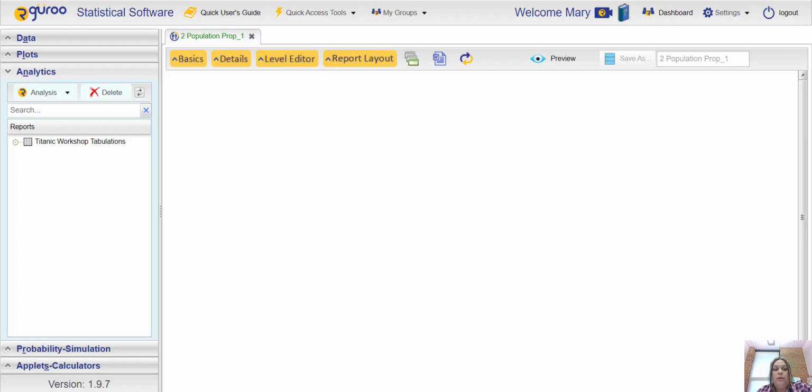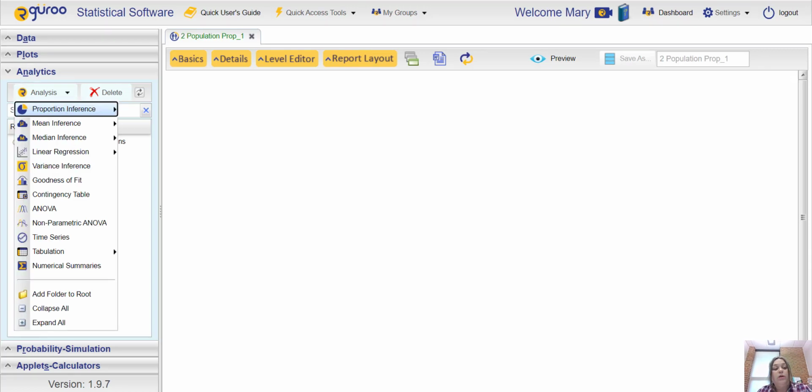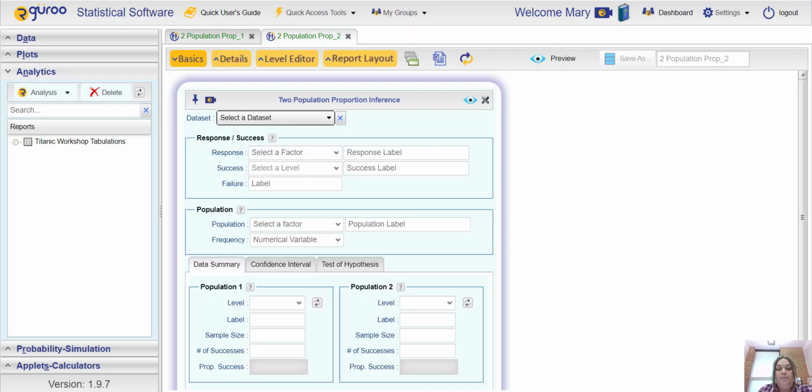So going into Rguroo to perform a hypothesis test for two population proportions, we choose analytics analysis, and in the analysis drop down we choose proportion inference, and instead of one population we choose two populations. Okay, so just like with any proportion inference that we did for the one population, you have to make sure you labeled everything here. So we've got a response factor we have to label, a success factor. The failure factor you can label if you want, but it's not required.